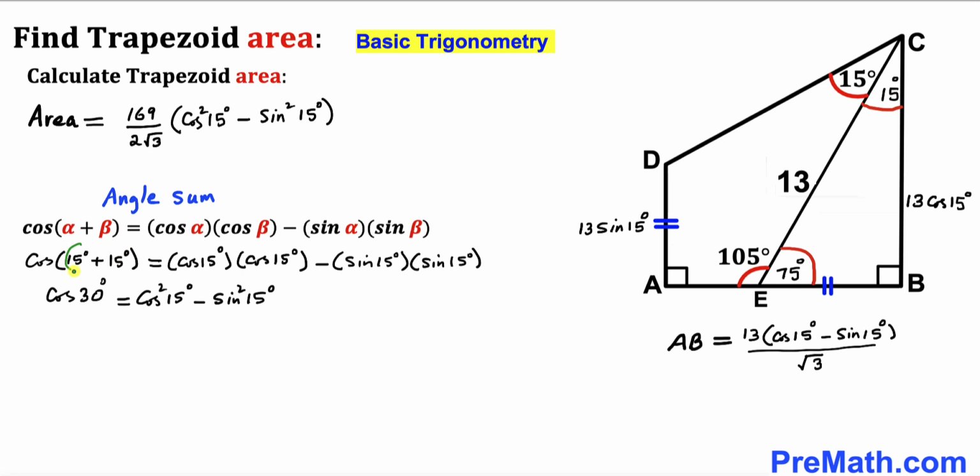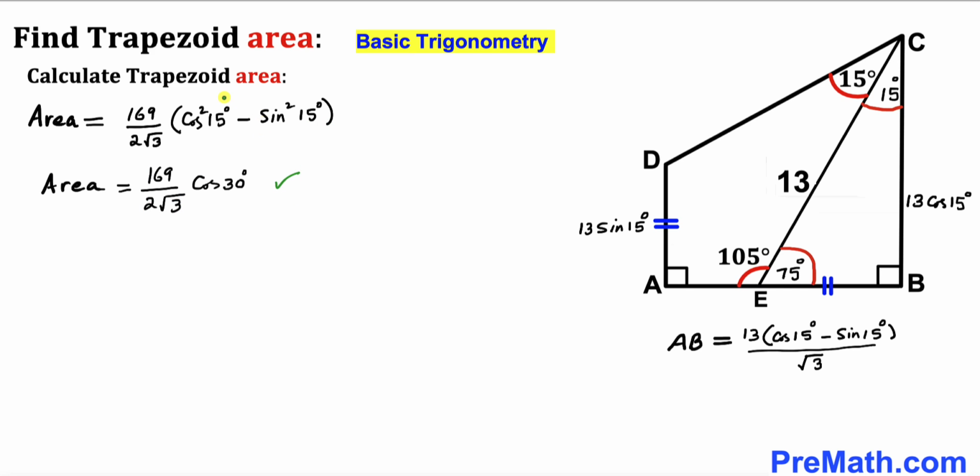And now we can see 15 degrees plus 15 degrees is going to give us cosine of 30 degrees on the left hand side, equals cosine of 15 degrees times cosine of 15 degrees, which is going to give us cosine square of 15 degrees. Likewise, this is going to give us sine square of 15 degrees. And now let's focus on this part, cosine square of 15 degrees minus sine square of 15 degrees, and that is equal to cosine of 30 degrees. So I'm going to replace this part by cosine of 30 degrees. As you can see in this next step, I have replaced this whole thing by cosine of 30 degrees.